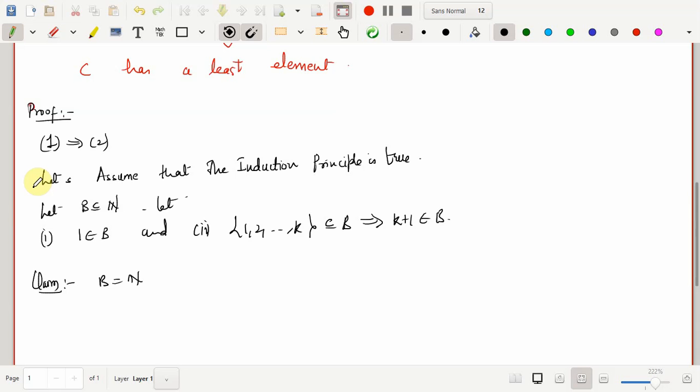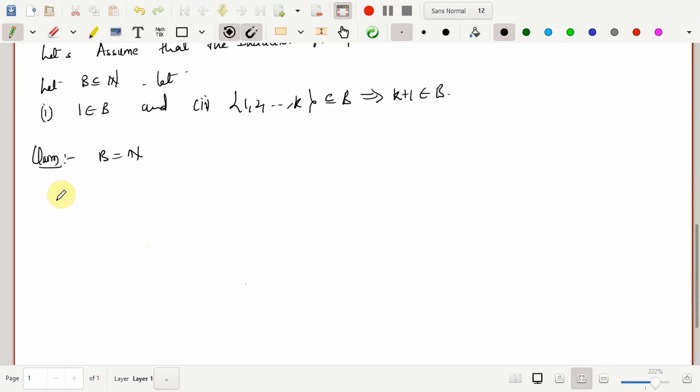We construct a set in such a way that using that I can show that B is equal to N. So what I'll do is collect all natural numbers, so it's a subset of N, such that if I collect 1, 2, till n, this is a subset of B.